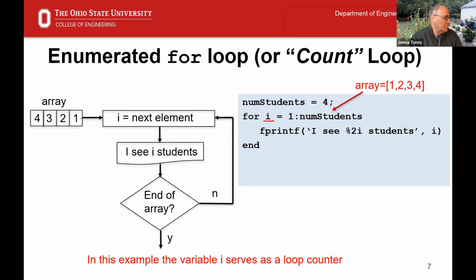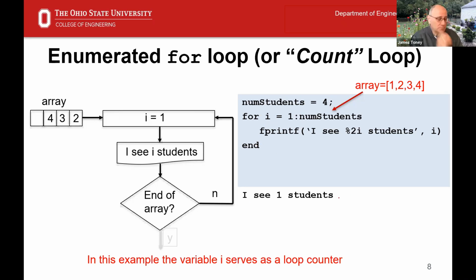All right, so first it loads in the number 1. So I is 1, and it does this, which is just going to print out I see 1 students. We can make this a little better by putting an if statement here. So if I is 1, it only prints out student instead of students, but we didn't want to complicate it.